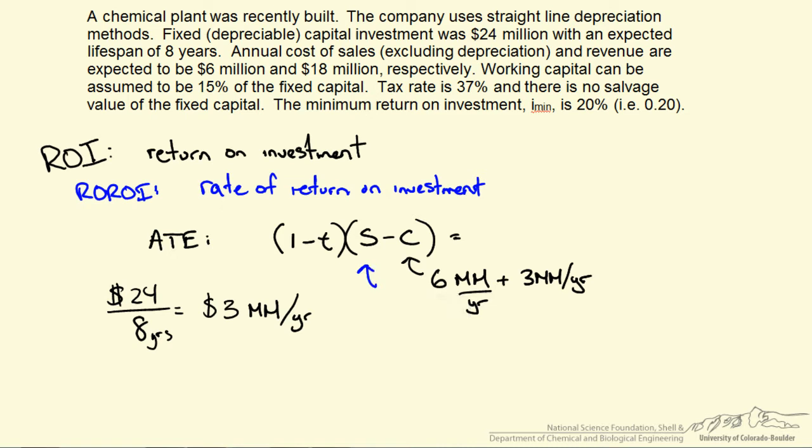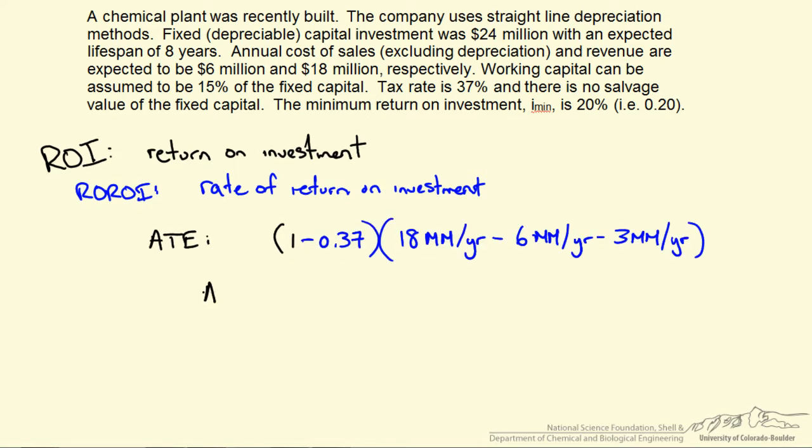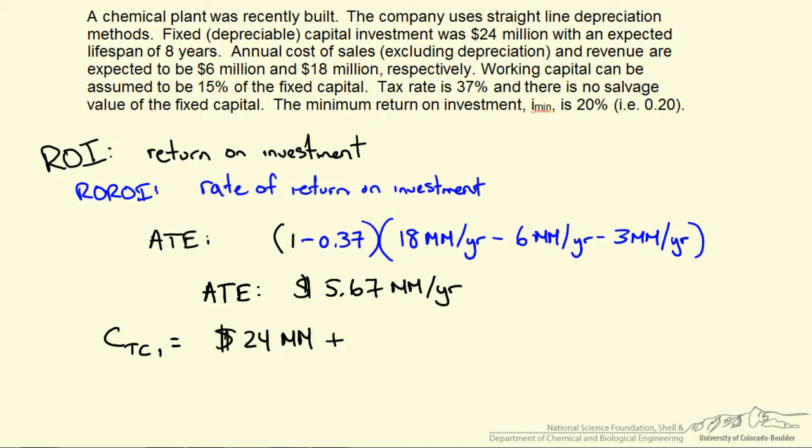Now our sales, we're told, is $18 million a year, and the tax rate is 0.37. So if we plug these numbers into our equation, we get an after-tax earnings of $5.67 million a year. To determine our ROI, we need to determine our total capital investment, so how much we spend to create this chemical plant. This is going to be our $24 million plus what we need for our working capital, which is just 0.15 times our 24. When we calculate our total capital investment, we get $27.6 million.